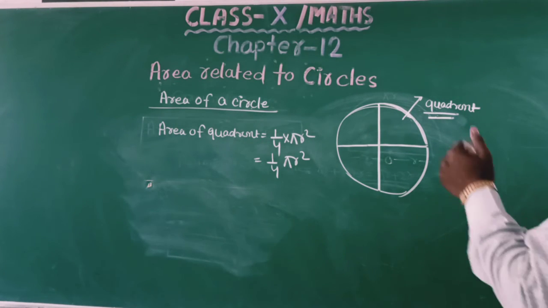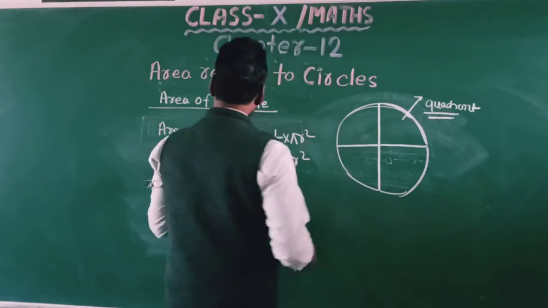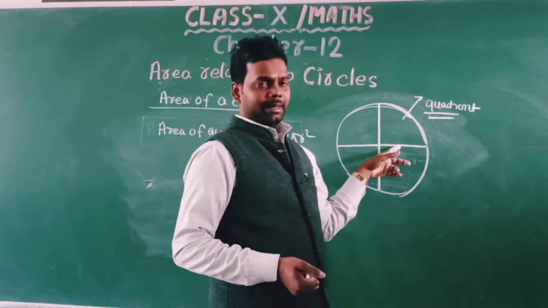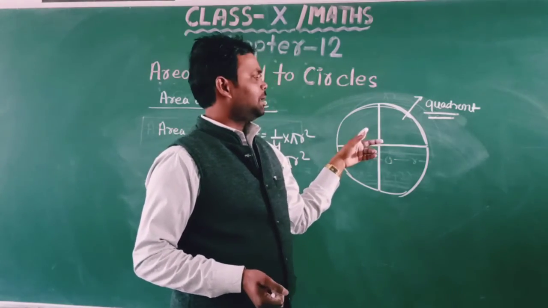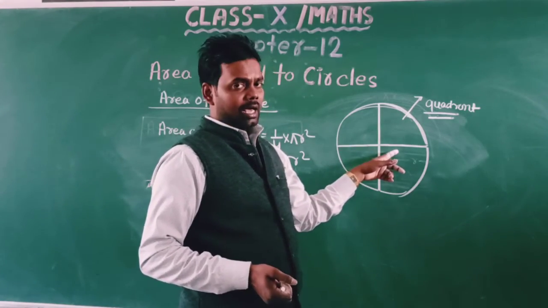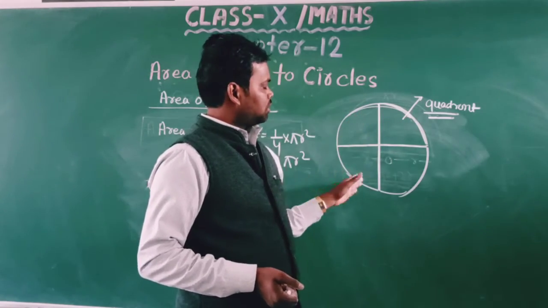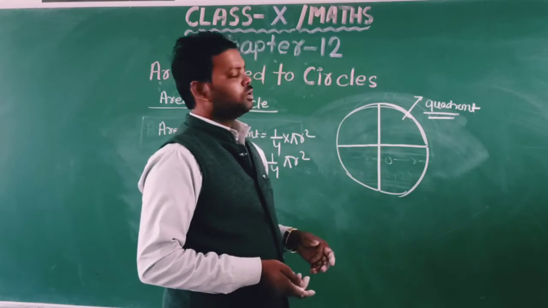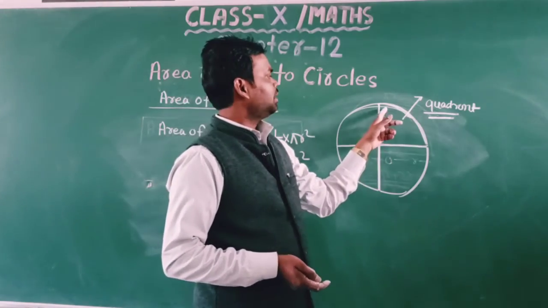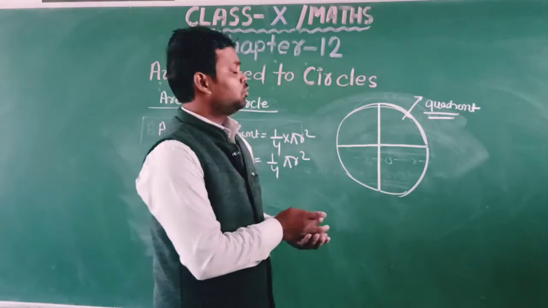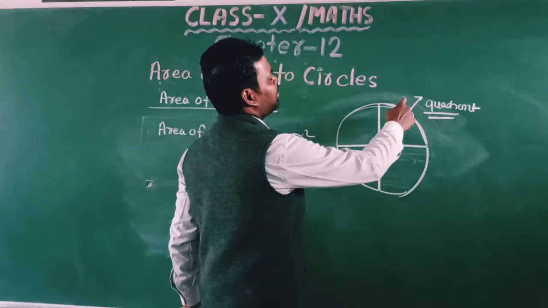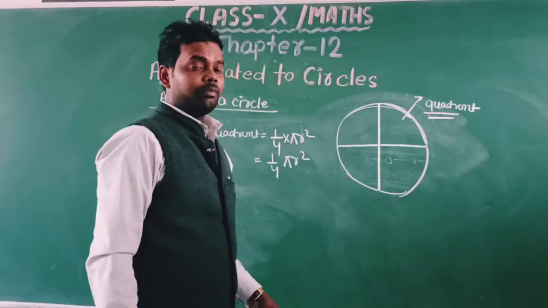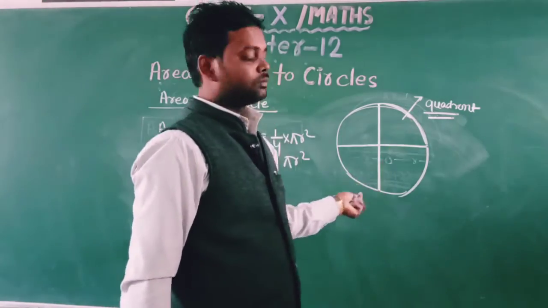So dear children, similarly we will calculate its perimeter using the same concept. This is r, this is r, and the circle is divided into 4 equal parts. The total is 2 pi r. Now dividing 2 pi r by 4, we get 1 by 2 pi r. This circumference means perimeter.